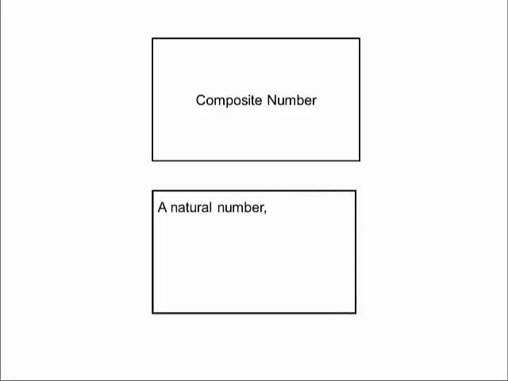Contrast that with a composite number, which again is a natural number, and it's also greater than 1. But it's all of the natural numbers greater than 1 which aren't prime. Here's the first few composite numbers. 4 is composite, for instance, because besides 1 times 4, you can also make it with 2 times 2.